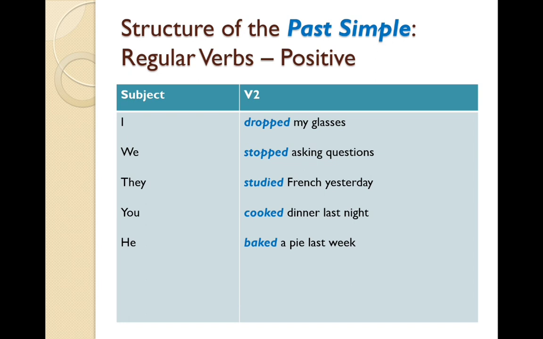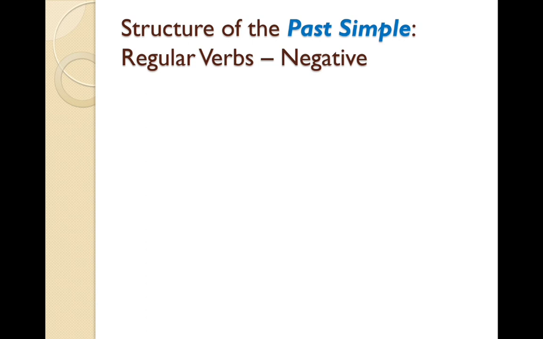He baked a pie last week. She walked to school this morning. It played in the garden. For the negative, we use the auxiliary verb did.